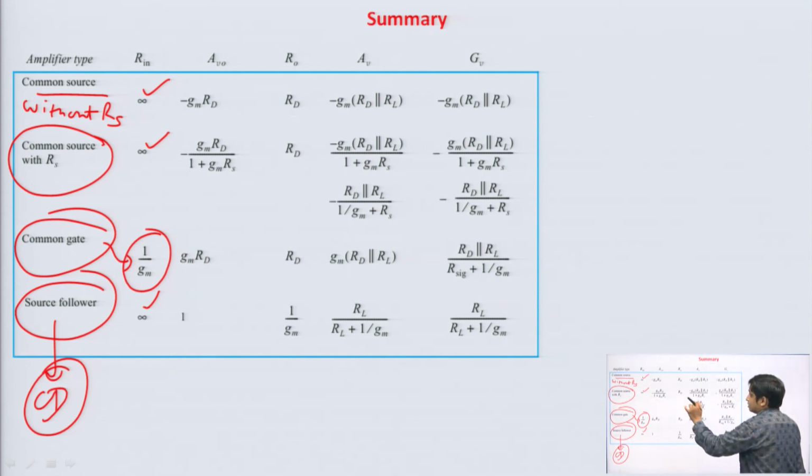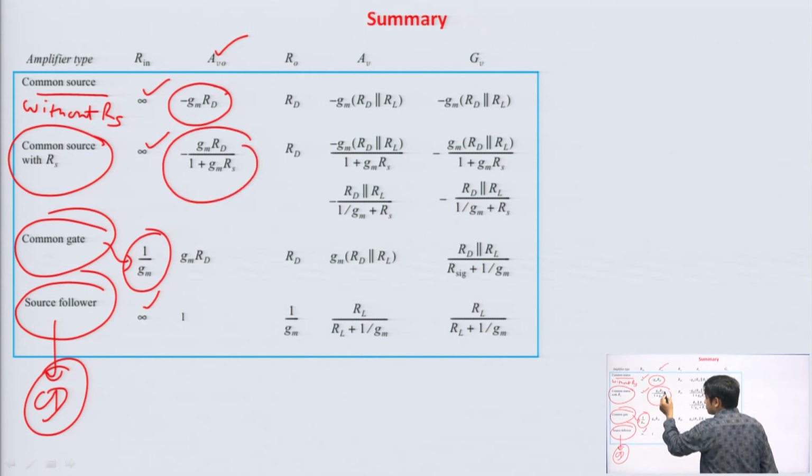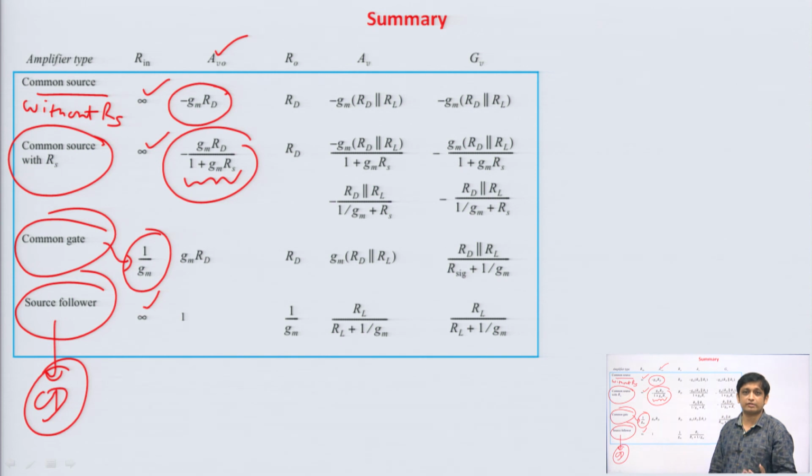And you can see the open circuit voltage gain for the common source amplifier without source resistance is minus Gm into Rd, and with source resistance the voltage gain is reduced by the factor 1 plus Gm Rs. That is the issue with the Rs, but that Rs provides negative feedback, that stabilizes the circuit, that stabilizes your drain current, that is very important for amplification. And in common source there is a negative sign, meaning output is 180 degrees out of phase with input, that is why the common source amplifier is the inverting amplifier.